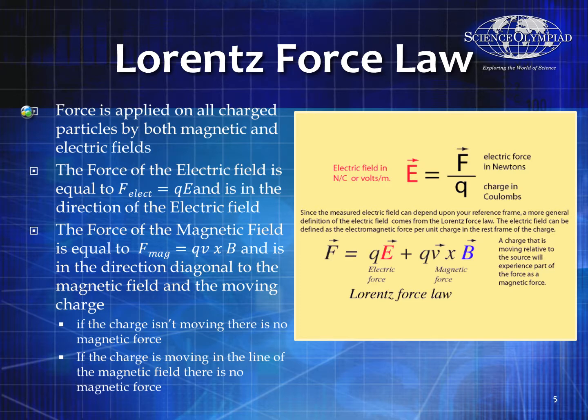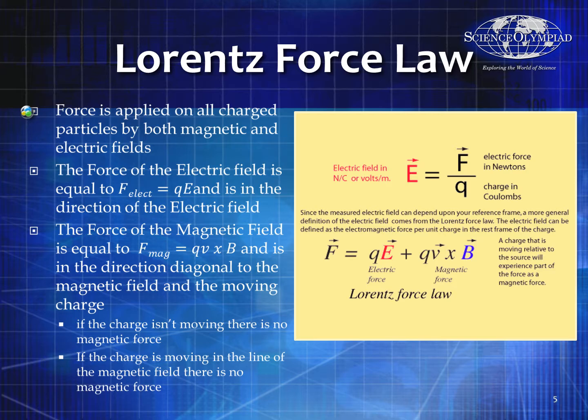The Lorentz force law combines Coulomb's law of force and adds the magnetic force, so you can figure out the total force on a charged particle. The electric force is equal to Q times E. Or if you want to solve for the electric field E, you take the force and divide it by Q. The magnetic force is Q times the velocity cross B.